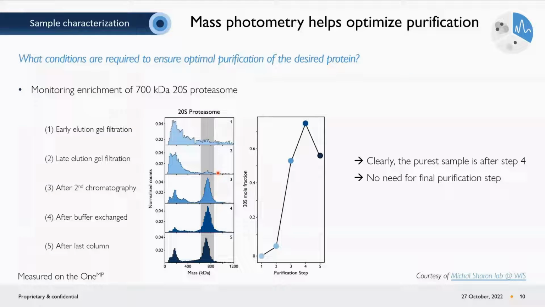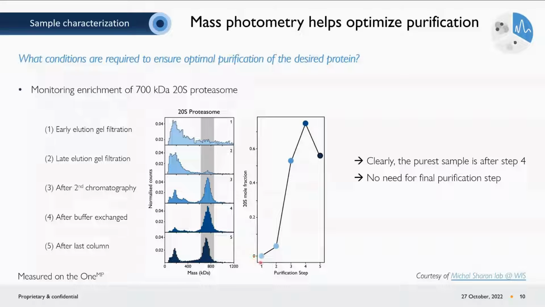Mass photometry can also be used to optimize processes. What we look at here is the 700 kilodalton 20S proteasome of rats, and we look at the different purification steps. A sample was taken after each of these purification steps: early elution gel filtration, late elution gel filtration, second chromatography, buffer exchange, and the final column. The authors looked at this peak, where they expected the 20S proteasome to sit. We can see that the further the purification progresses, this peak increases relative to the other molecules detected.